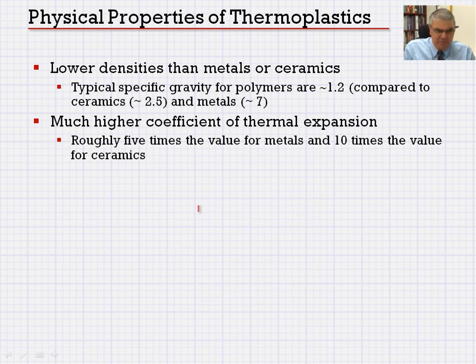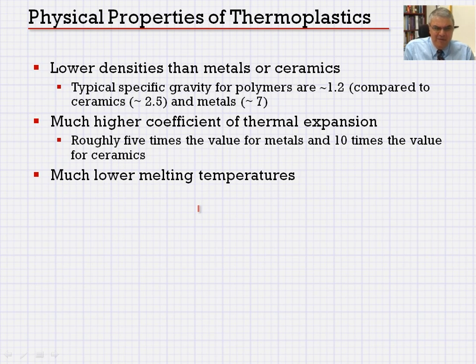So let's take a look at some of the physical properties of thermoplastics. They have lower densities than metals or ceramics. That's expected. The typical specific gravity for polymers is approximately 1.2. Ceramics are 2.5. Metals are the highest, 7.